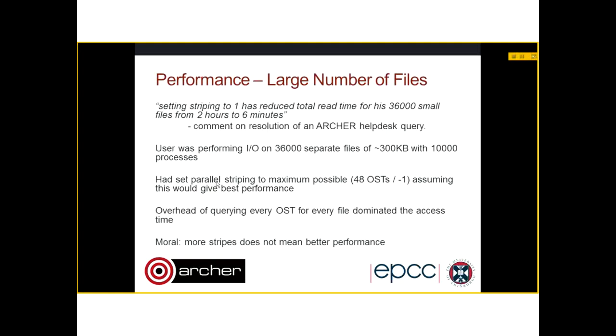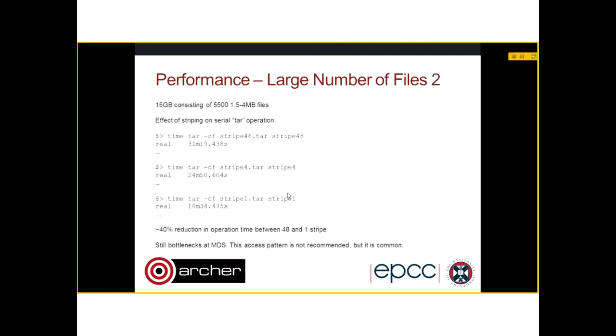That's 10, 12 times faster. As you can see, they're quite small files. They were separate files from separate processes. Sorry, so this is setting parallel striping to the maximum to give best performance. But as I pointed out earlier, every time you're reading it, it's going to have to check, for each file, all 48 OSTs to work out the file size so that it can do its read. So in this case, more stripes did not mean better performance.